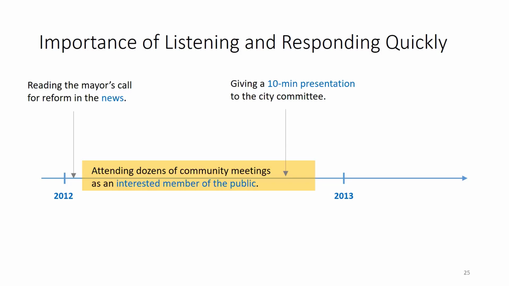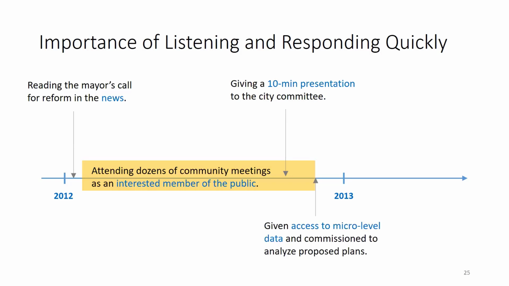And finally, in September, I had the opportunity to give a 10-minute presentation to the city committee in a meeting that solicited public feedback. After that, I finally was able to gain an increased audience with city committee members as well as school board staff. In November, I was finally given access to micro-level data and commissioned to help the committee analyze various plans. Notice that many months of listening and dialogue simply as an outside member of the public is needed before being able to have the opportunity to collaborate closely.